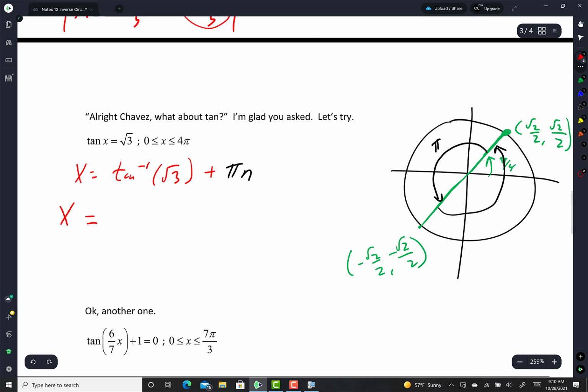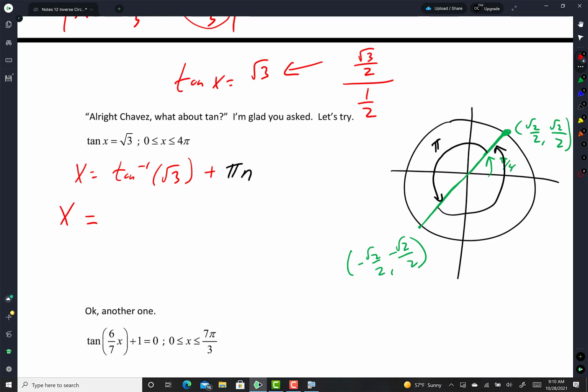Where is tan square root of 3? So in order for tan to be square root of 3, I'll write it over here. Tan x equals square root of 3. In order for this to happen, guys, I need the numerator to be square root of 3 over 2, and I need the denominator to be a half. Remember that tan is what over what? Y over x. So where's the y coordinate? Square root of 3 over 2. And where's the x coordinate? A half. Pi over 3. So pi over 3 plus pi n will give me all the answers.